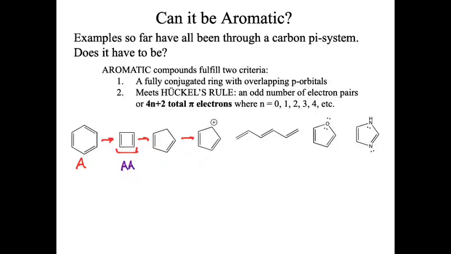How about the next one? Non-aromatic. Why is it non? That carbon has to be sp2. We have to have a p orbital to pass electrons through. We don't have resonance all the way around the ring. Next one.